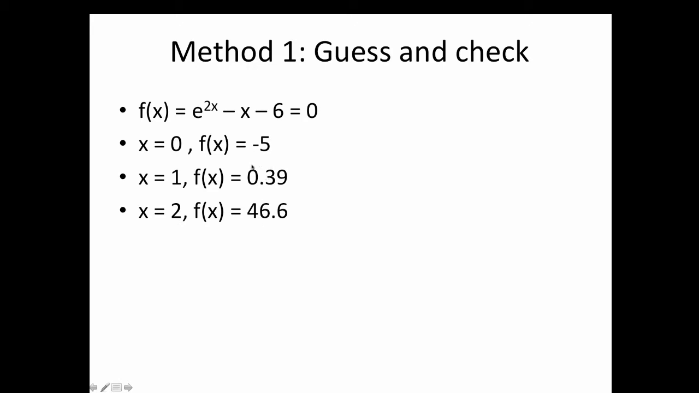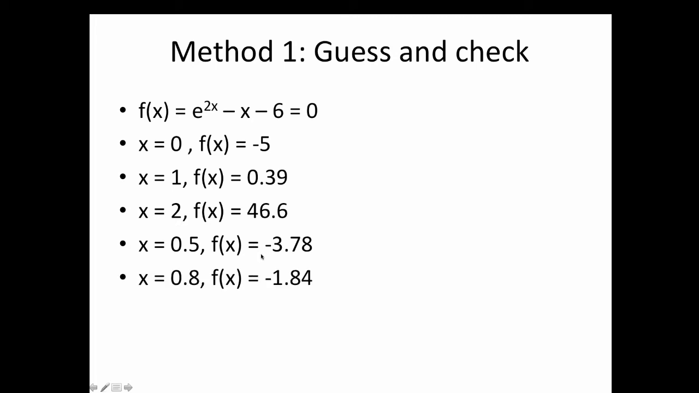So just looking at these values, I'm thinking that the x value is somewhere between 0 and 1, just because I'm -5 here, 0.39 here, so it's probably somewhere between 0 and 1. So I guess 0.5 value for x, and then I get an f of x value that's still off, and then I guess 0.8, and I get an f of x.